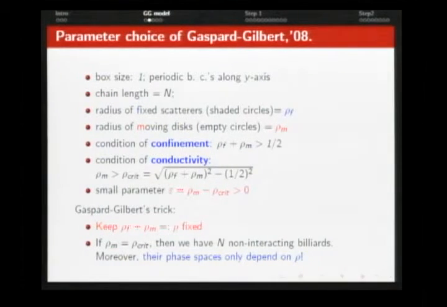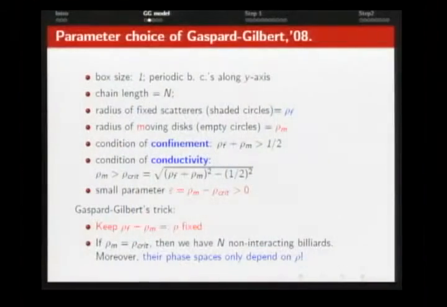The condition of confinement, this is simple geometry, is here, and the condition of conductivity, I mean, the condition that two neighboring disks can really interact, is this. There is a critical value when they cannot really hit each other, they can just touch each other. So there is only one point of tangency between them. And this is the critical rho. So it's natural to introduce epsilon as a small parameter, rho m minus rho critical.